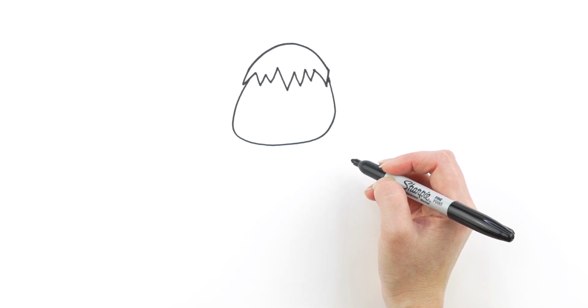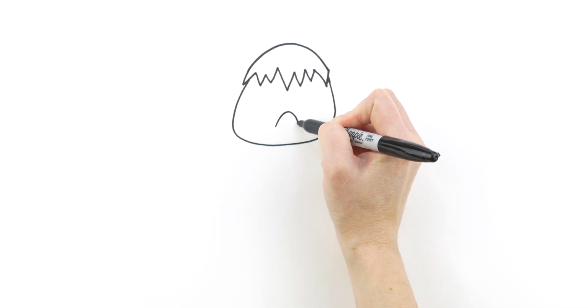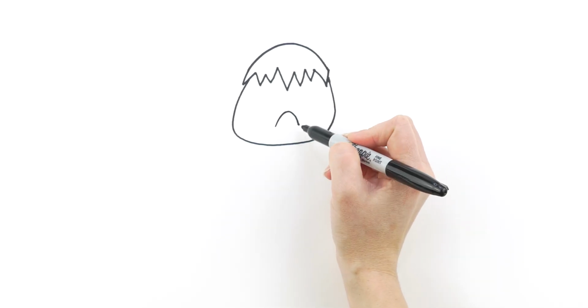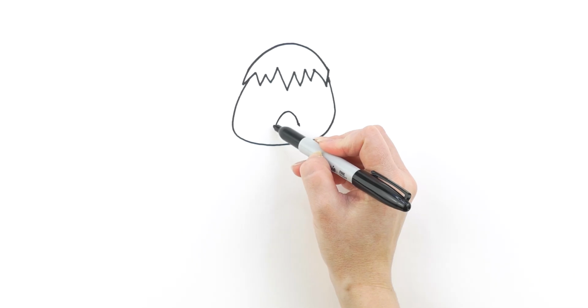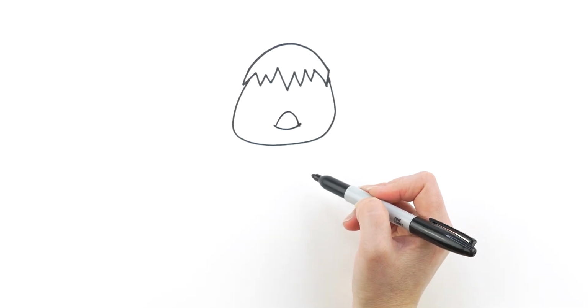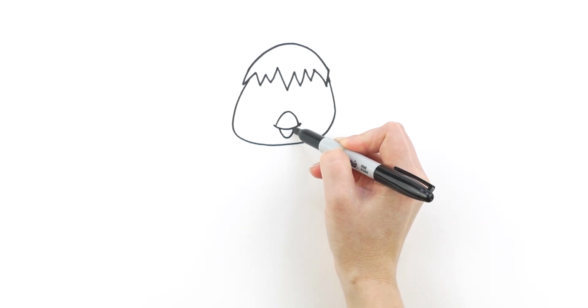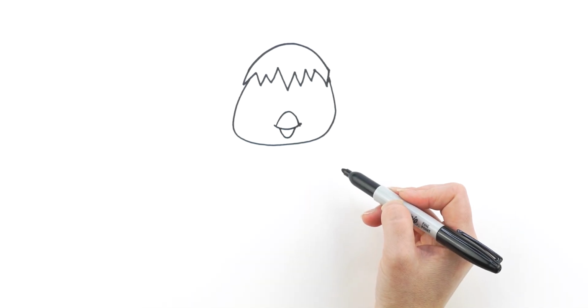All right, now for the face of our chicken, we'll start with the beak. Make like an upside down letter U there. And we'll finish that off at the bottom with like a smile shape. And then a regular letter U.